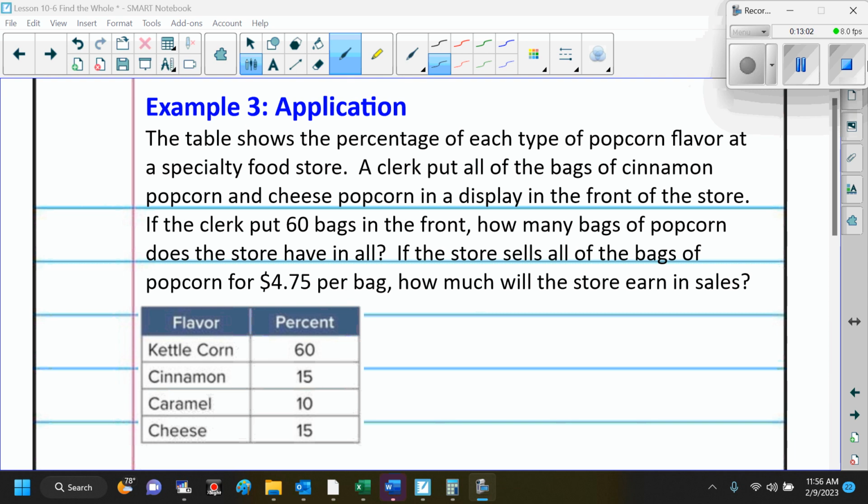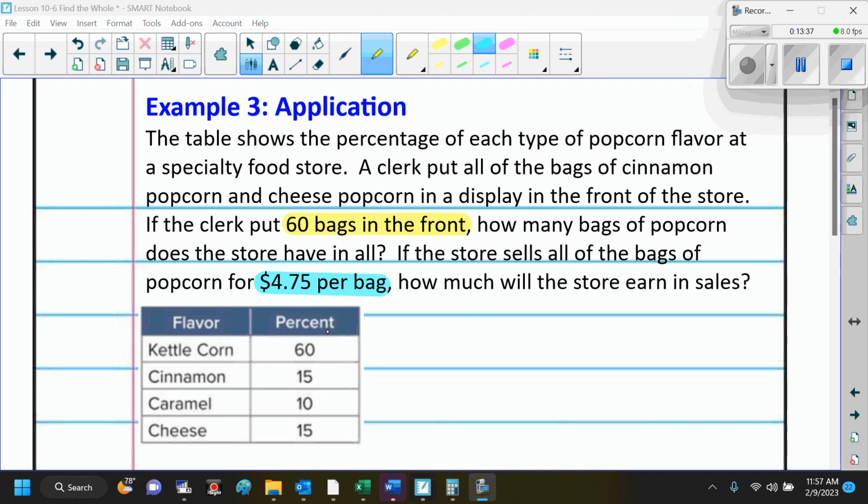Okay, so what's the important information here? All right, so the clerk put 60 bags in the front of the store, right? So we know that at the end, after we do all our calculations, they're going to sell these, the whole, they want to know how much they're going to earn if they sell $4.75 per bag for the whole store, and for all the bags of popcorn. What else is important there?